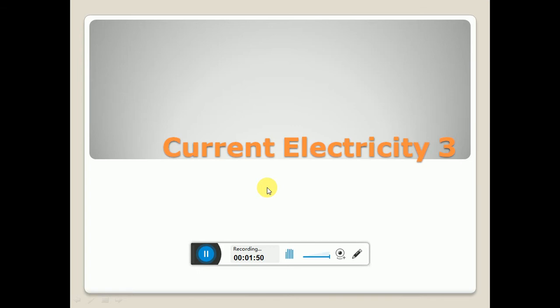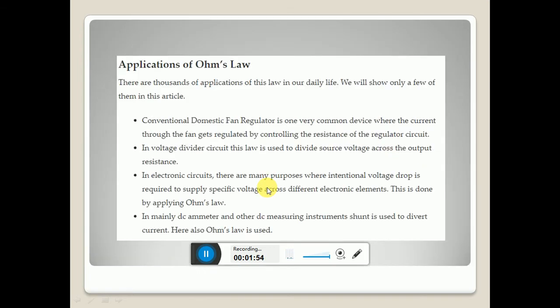Now we are going to see the third part of current electricity. In this we are going to see the applications of Ohm's law, where we can apply Ohm's law. First one is the conventional domestic fan regulator. We are using this fan regulator daily. In that, current through the fan gets regulated by controlling the resistance of the regulator circuit. This regulation can be done with the help of Ohm's law.